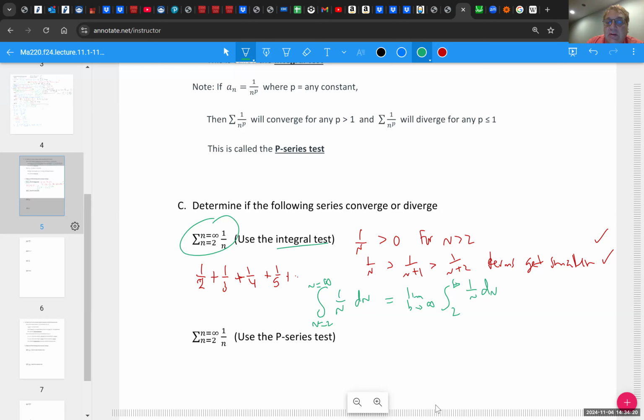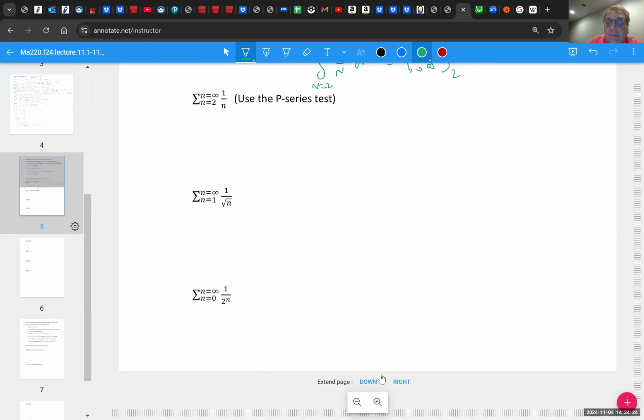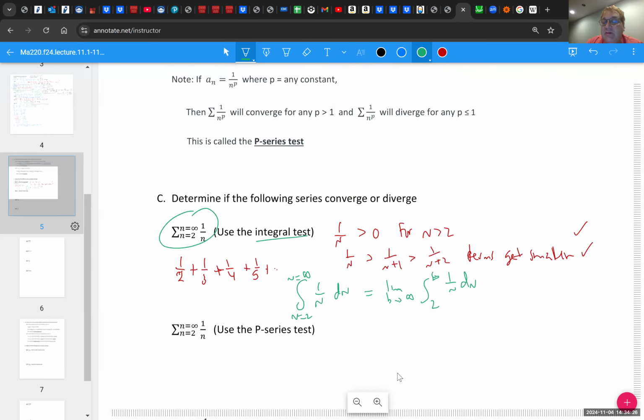So we're doing the limit from 2 to b, b tending to infinity, of the same exact function, 1 over n. The antiderivative of 1 over n is ln of n. I need to make some more space. Sorry. We have the limit as b goes to infinity of ln of n, but we need to evaluate that between 2 and b. All right, so we just plug in the numbers and subtract.